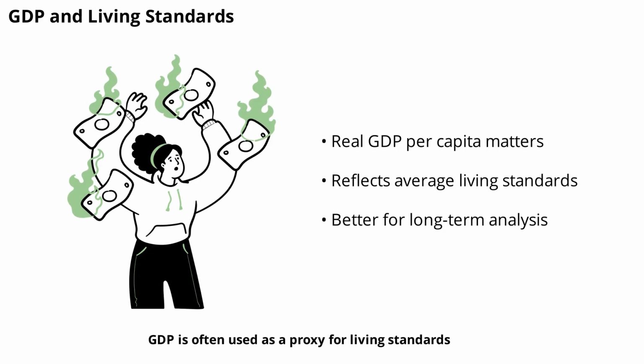GDP is often used as a proxy for living standards, but it's important to use real GDP for this purpose. Real GDP per capita, which divides real GDP by the population, gives a better sense of the average standard of living in a country. This helps policymakers and researchers understand how economic growth is affecting people's lives over time.